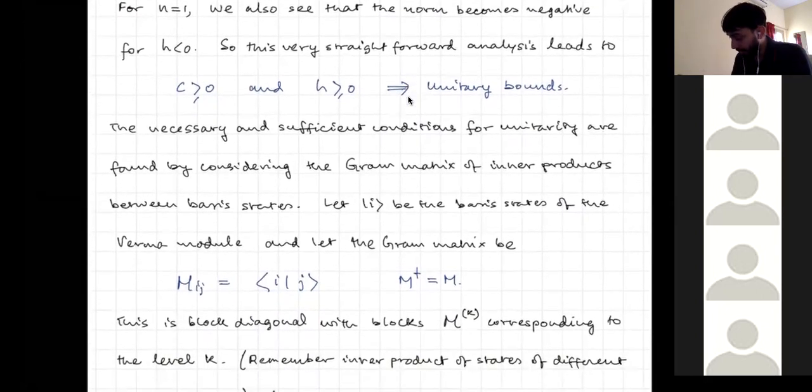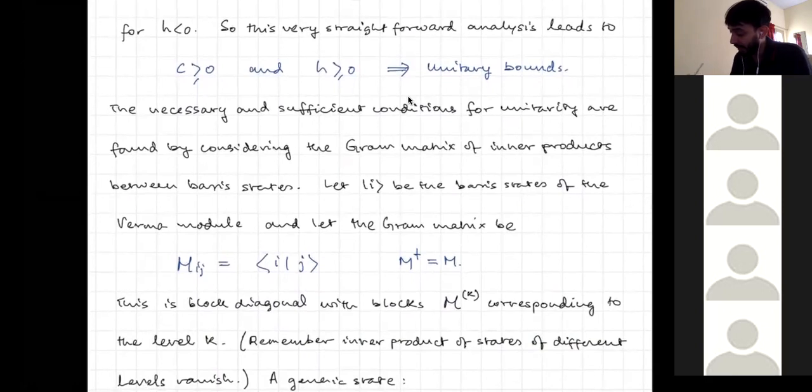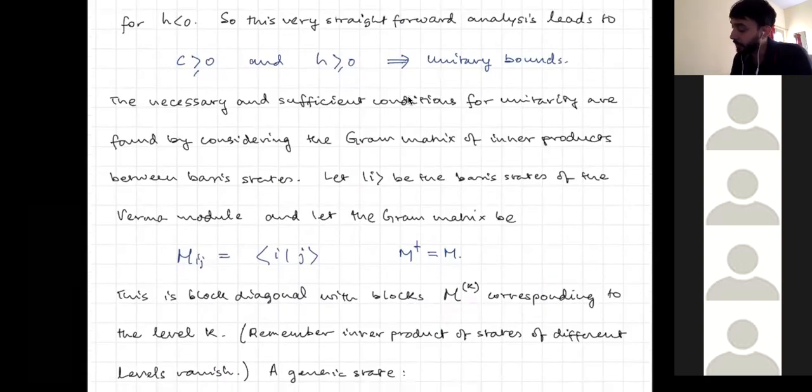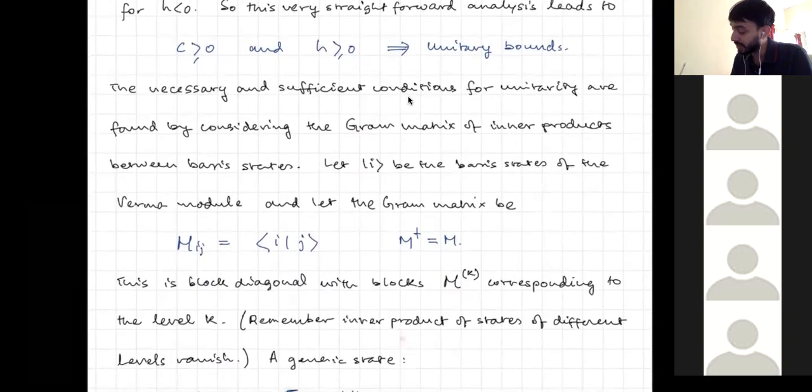Now remember that this Mij has to be block diagonal. Why is that so? Mk has to be the one which corresponds to the level k. This is because the inner product of states between different levels will actually vanish. This is something that we stressed just a few minutes back.